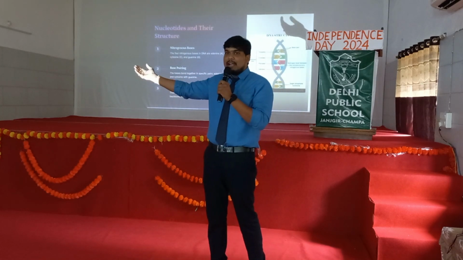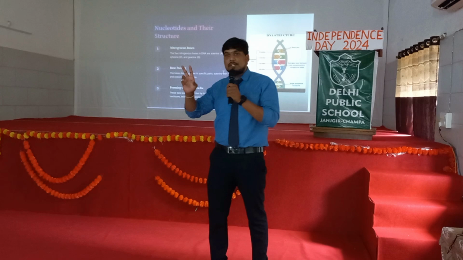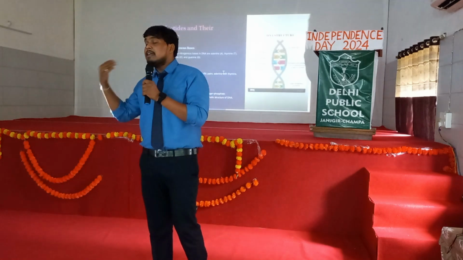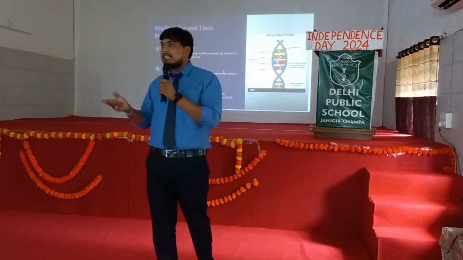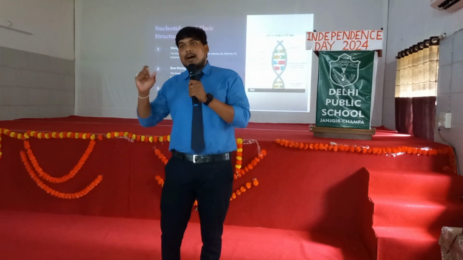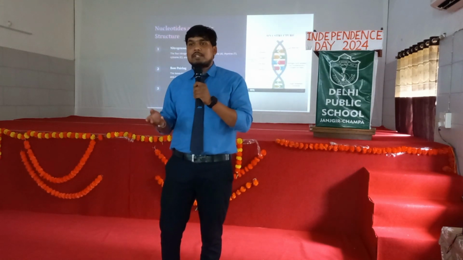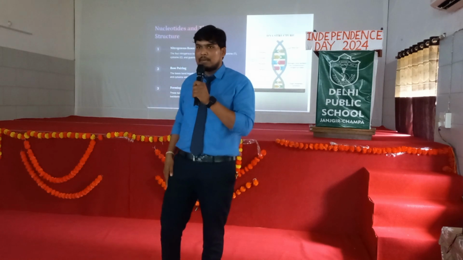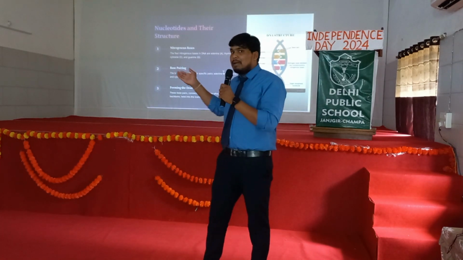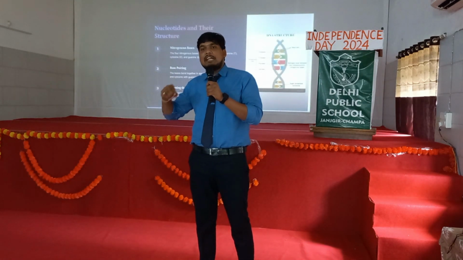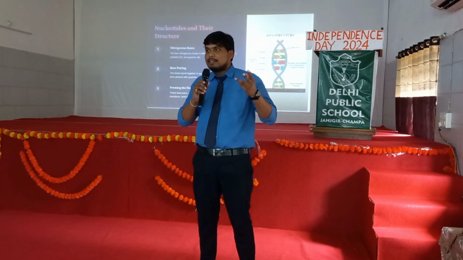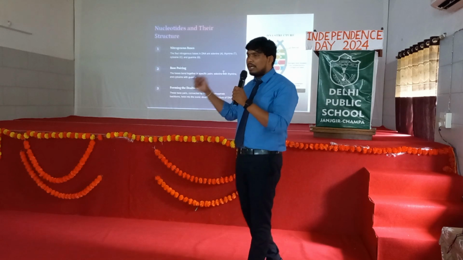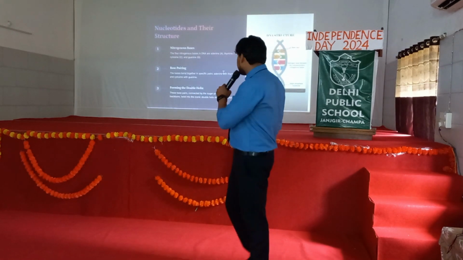The nitrogenous bases are classified into two major groups: purine and pyrimidine. Purine is further classified into two subgroups, adenine and guanine, right? And pyrimidine is further classified into two other types, cytosine and thymine. Structurally, purine and pyrimidine are different. Purine has a double ring structure, while pyrimidine has a single ring structure.